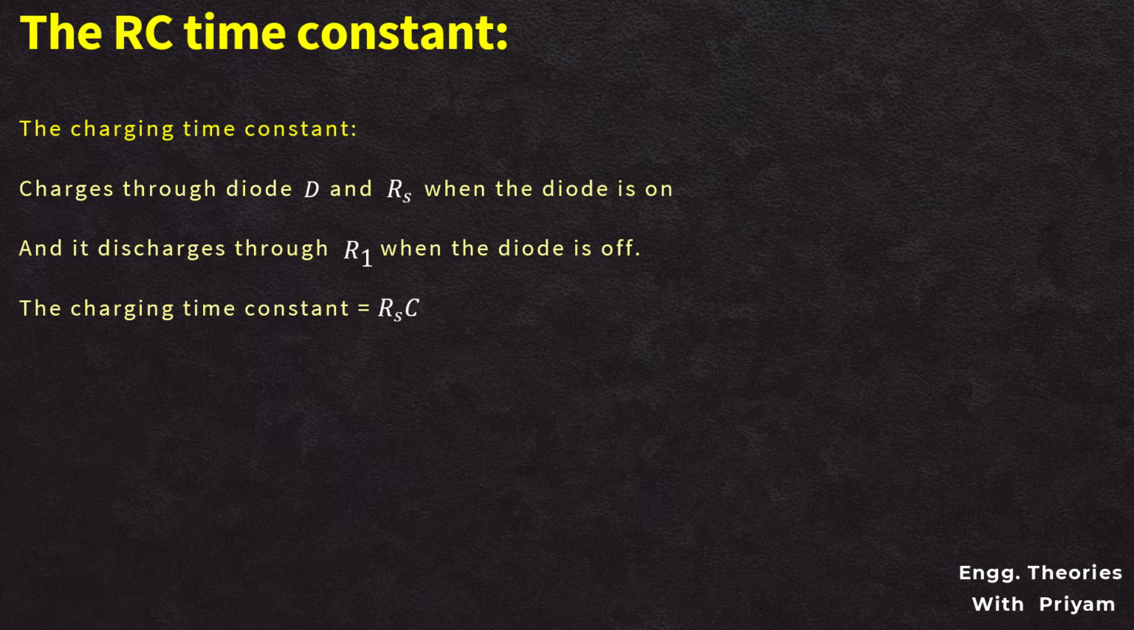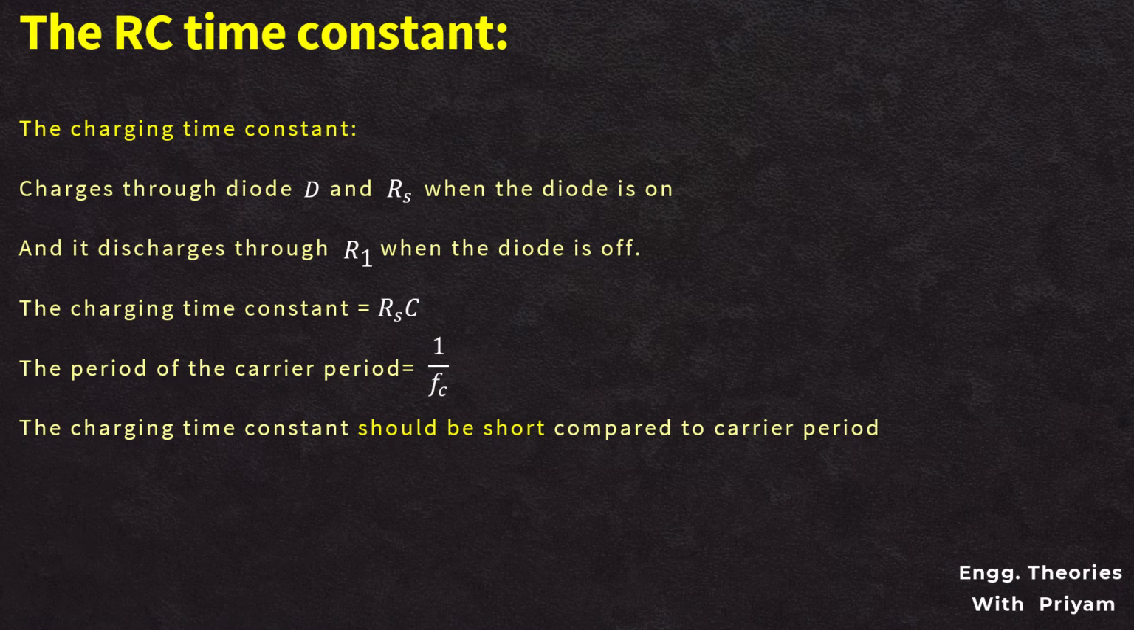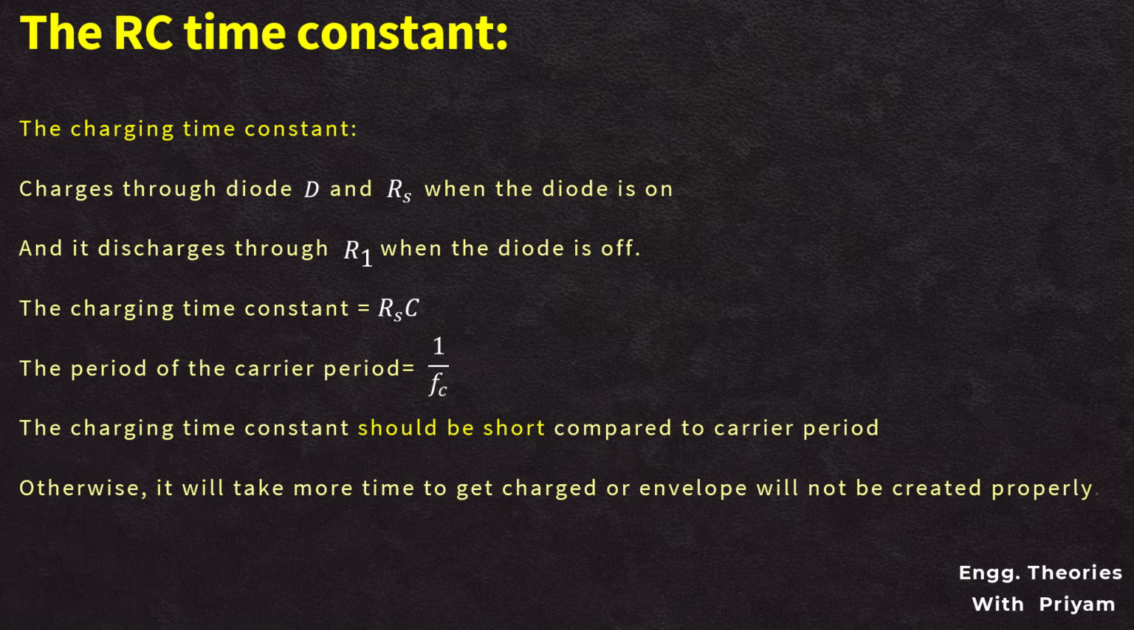So when charging, the charging time constant is Rs into C, and the time period of the carrier signal is 1 by Fc, where Fc is the frequency of the carrier signal. The charging time constant should be short compared to the carrier signal time period, otherwise it will take more time to get charged or the envelope of the input will not be created properly. So mathematically, RsC should be very less than 1 by Fc.